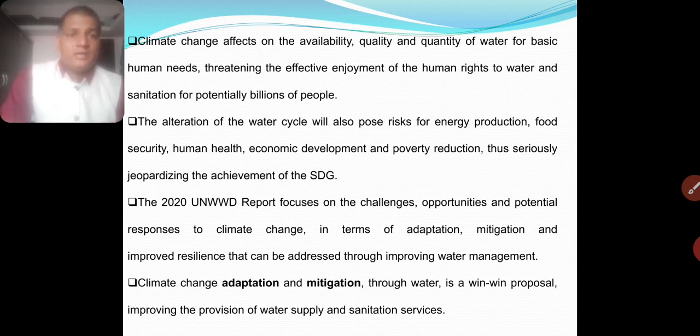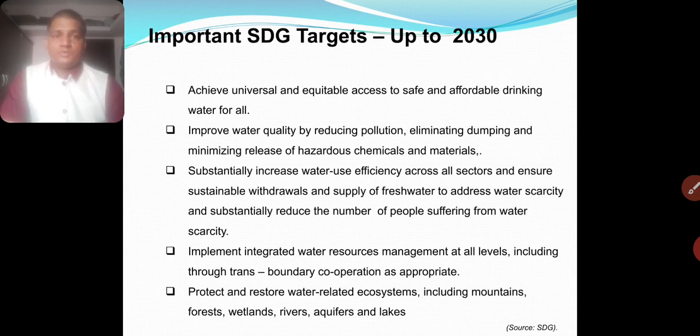The 2020 United Nations World Water Report focuses on challenges, opportunities, and potential responses to climate change in terms of adaptation, mitigation, and improved resilience that can be addressed through improving water management. This is a very important report which is related to climate change and the adaptation and mitigation of water resources. What are the targets in 2030?